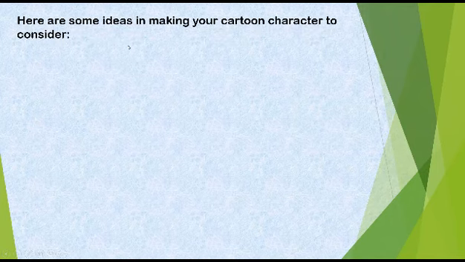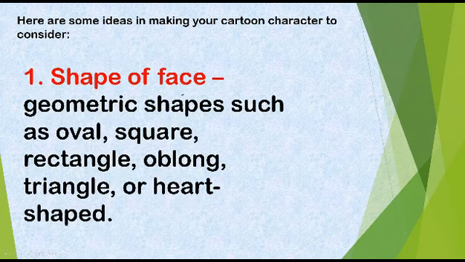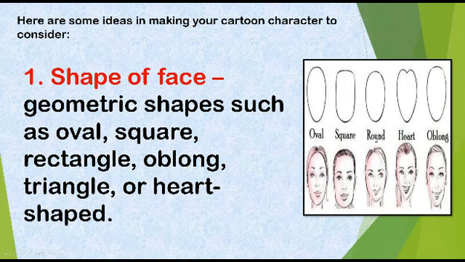So here are some ideas to consider in making your cartoon character. Number one, we have the shape of face. Geometric shapes such as oval, square, rectangle, oblong, triangle, or heart shaped. Alright, so here are the shapes of face. As you can see here, there are various shapes in the picture. So we have oval face shape, we have the square face shape, we have the round face shape, or a heart face shape, and the oblong face shape.